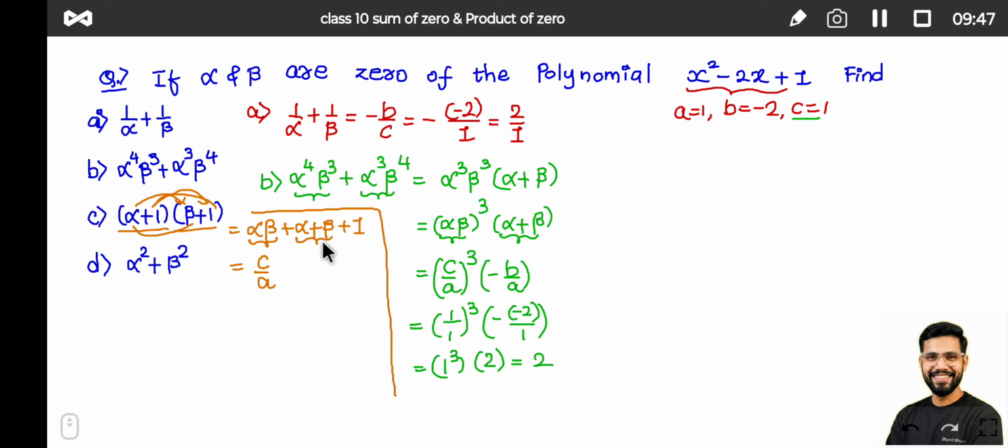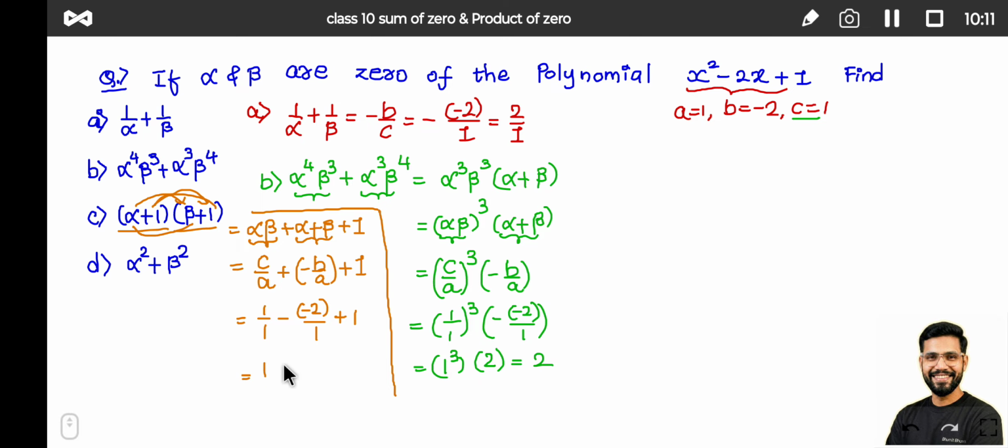So alpha plus beta means sum of zeros, and alpha beta is the product of zeros, which is nothing but plus minus b upon a, plus this one as it is. So c upon a, which is the product of zeros: c is 1 upon a is also 1. This plus minus becomes minus. The value of b, which is minus 2, upon a is 1, plus 1. So if we solve this, 1 upon 1, which is 1, minus minus becomes plus 2, 2 upon 1 which is 2, plus 1. So 1 plus 2 plus 1, which is nothing but 4. So the answer of the third one is 4.